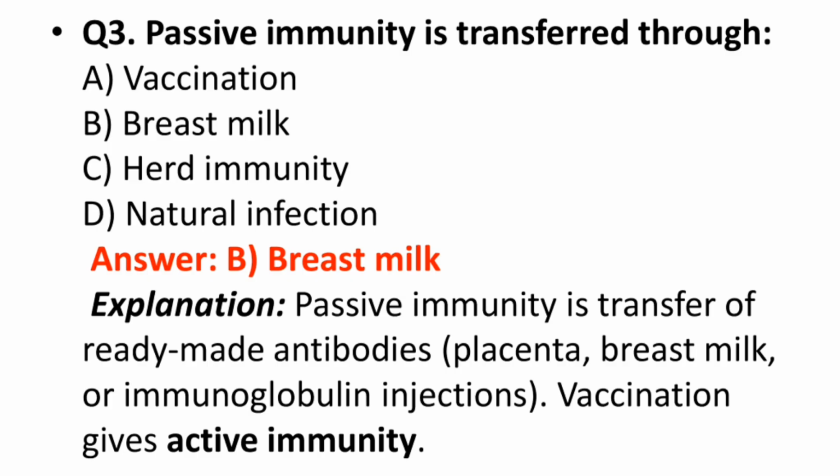Vaccination gives active immunity. Passive immunity is the transfer of ready-made antibodies through placenta, breast milk, or immunoglobulin injections.